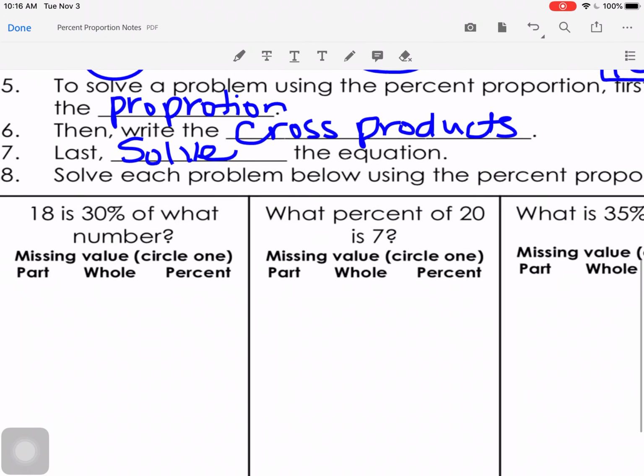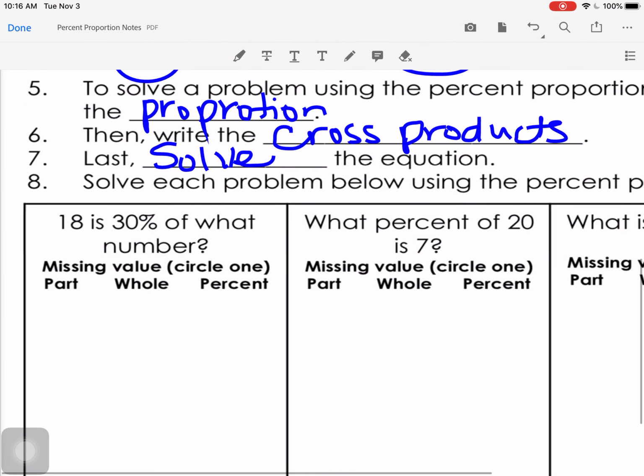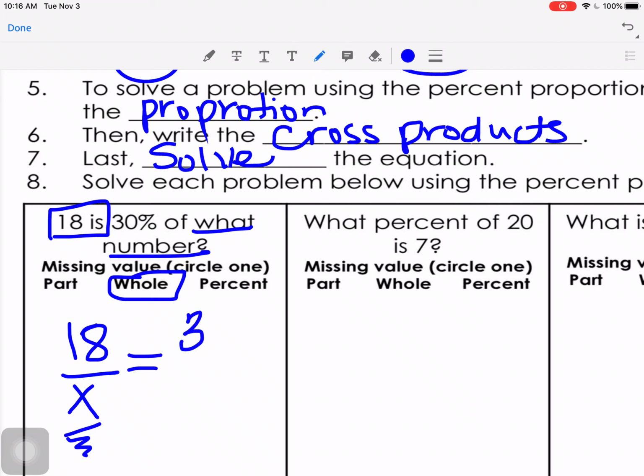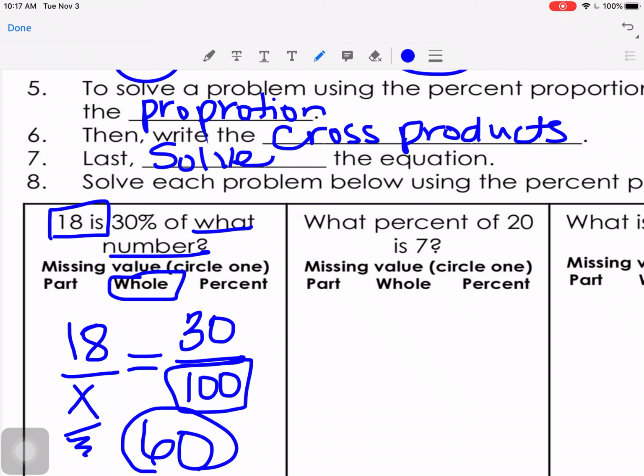All right, so it says solve each problem. It says 18 is. So 18 is lets me know that 18 is a part, and I'm looking for my whole, of what number. So 18 goes over x because I don't know what my whole is. And then the percent is 30 over 100. Remember, always over 100 because 30 out of 100 is 30%. All right, so I get 1,800, and I divide 1,800 by 30, and I get 60. So in this case, my whole is 60. So x equals 60.